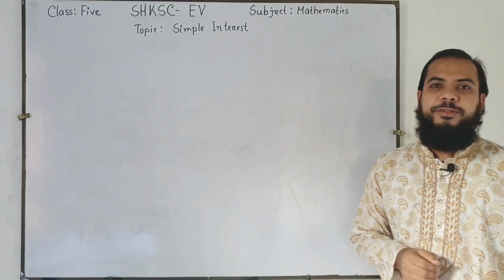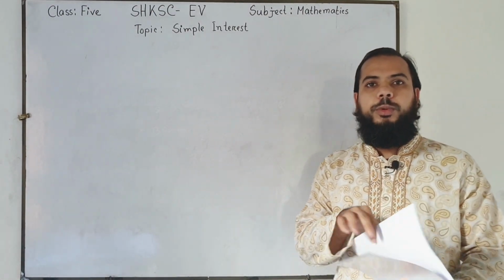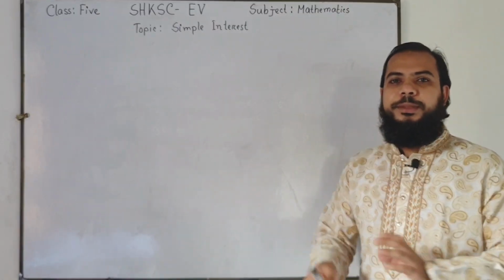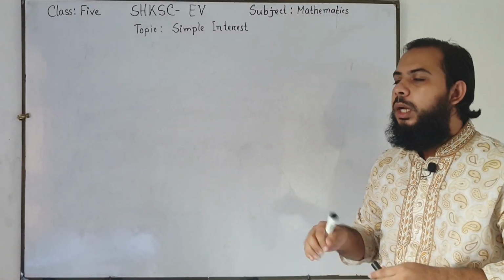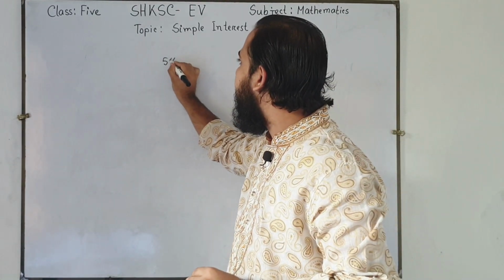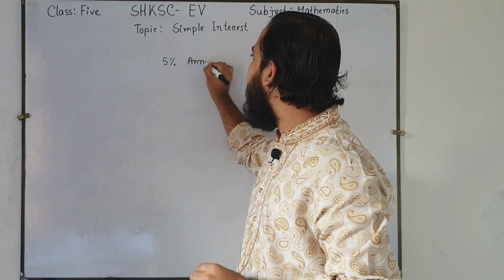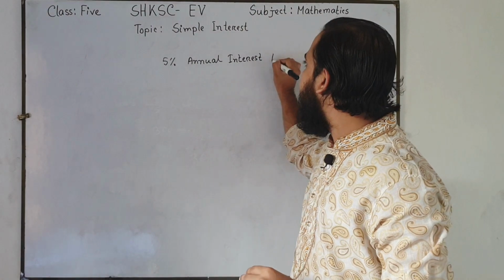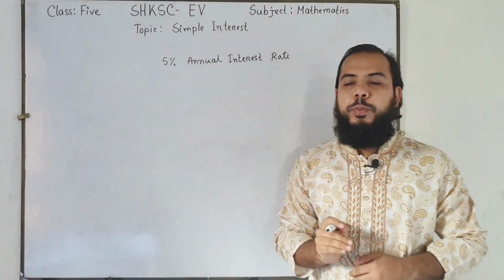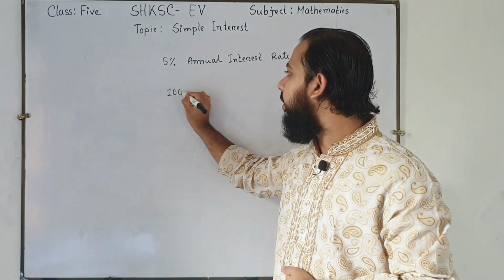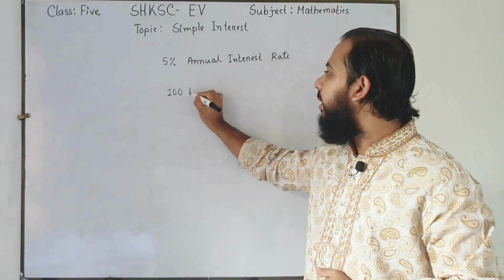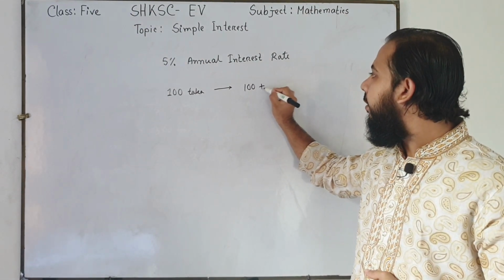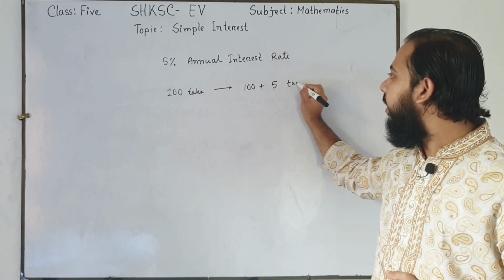Alright, let's begin. At first we have to learn the formula of simple interest, and we have to learn what simple interest is. Say 5% annual interest. What does it mean? Annual interest rate means if you borrow 100 taka from someone, you have to pay 105 taka after 1 year.